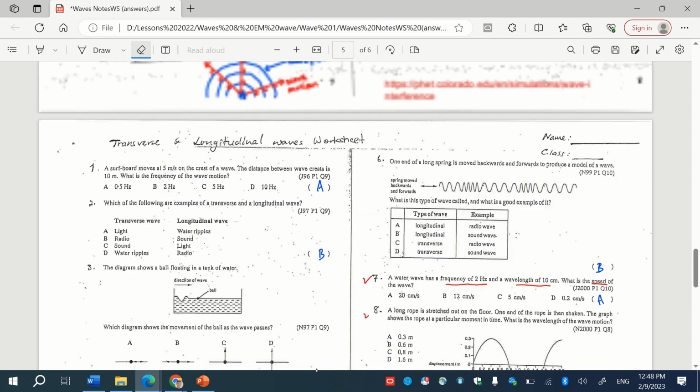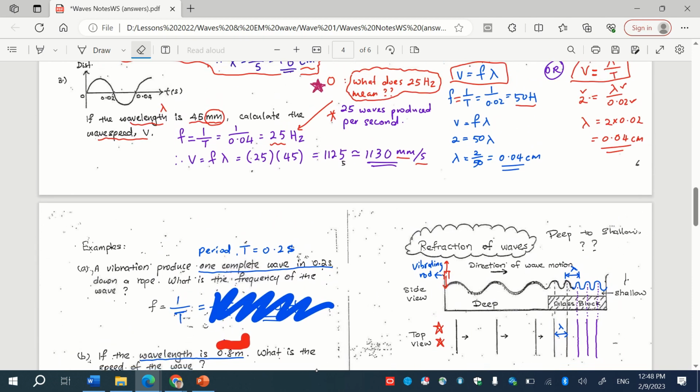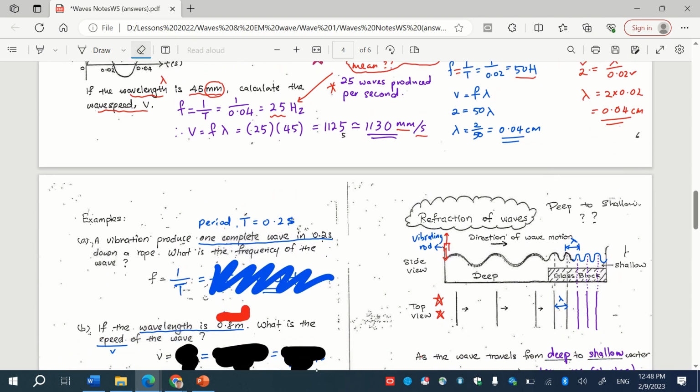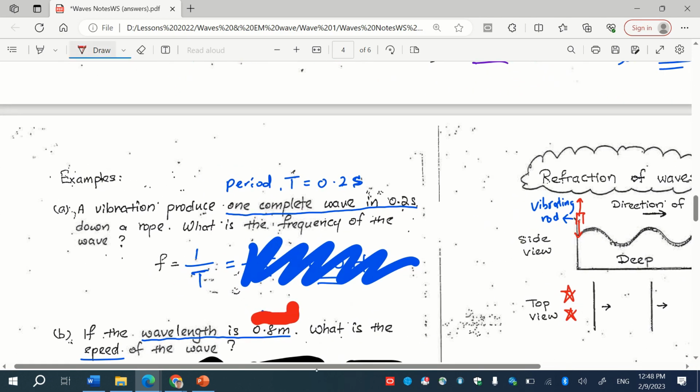Okay, let's go up to one last part here called wavefront. Before that, maybe also try this question. Vibration, just part A only. A vibration produces one complete wave in 0.2 seconds. What does that statement mean to you? Instead of telling you the period is 0.2 seconds, they say one complete wave in 0.2 seconds. That means the period is 0.2 seconds.